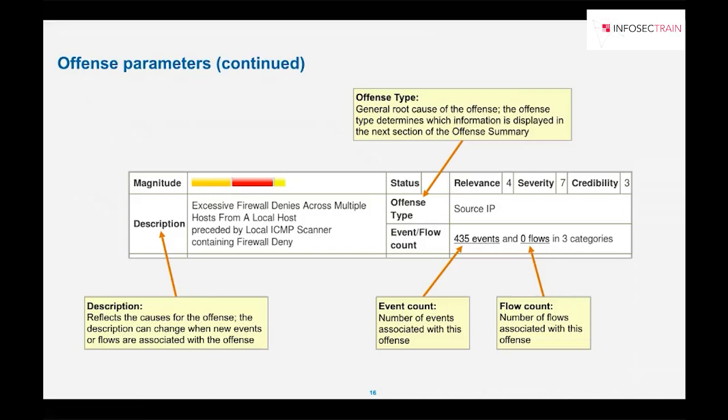Now, since it's excessive forward denies across multiple hosts from a local host, that means it should be based on the source IP, right? If this was about multiple forward denies across one destination from multiple hosts, it would be based around destination. So you are finding the key about which you can pivot this offense, right? This offense revolves around what? The most interesting key is source IP, the attacker who's trying to connect to a lot of destinations, but everything is denied in the firewall.